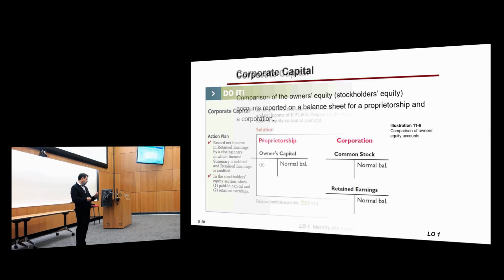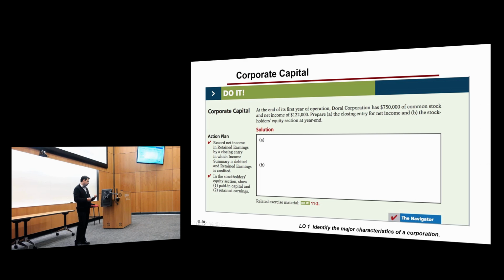So at the end of its first year of operation, Doral Corporation has 750,000 of common stock and net income of 122,000. We need to prepare the closing entry. Remember, do you remember when we had the closing entry to close net income to retained earnings at the end of the year? Do you guys remember that or no? How do we close net income to retained earnings?